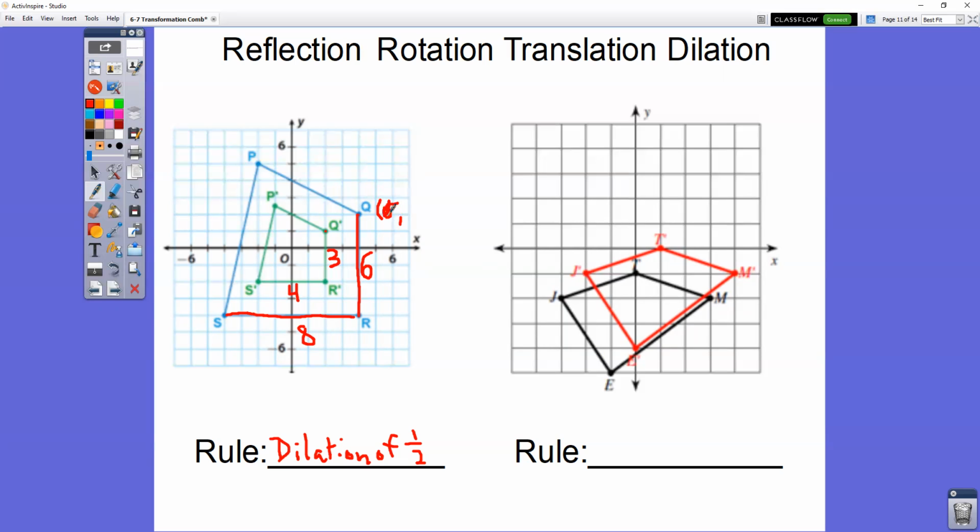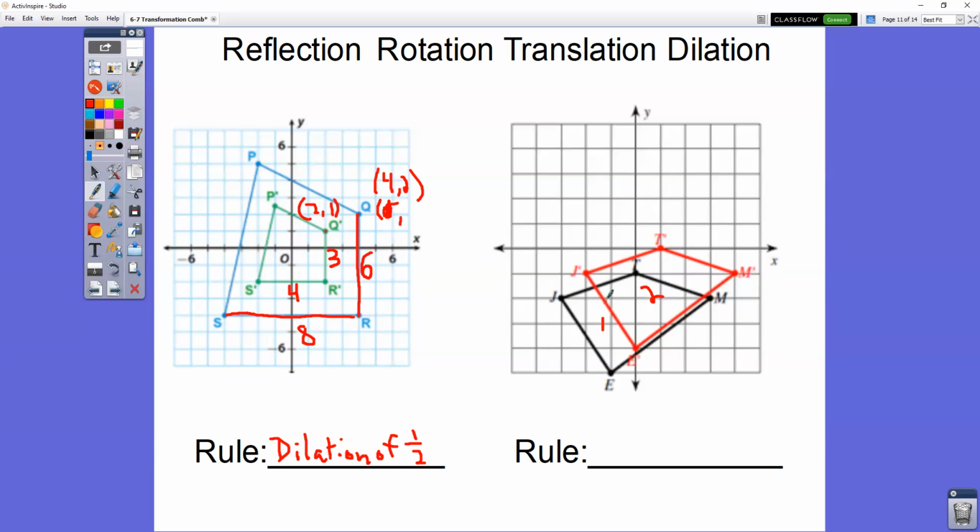Sorry, (4, 2). (4, 2). And Q prime is (2, 1). Well, how do you get from (4, 2) to (2, 1)? It is half the size of the original. Let's take a look at this next one.